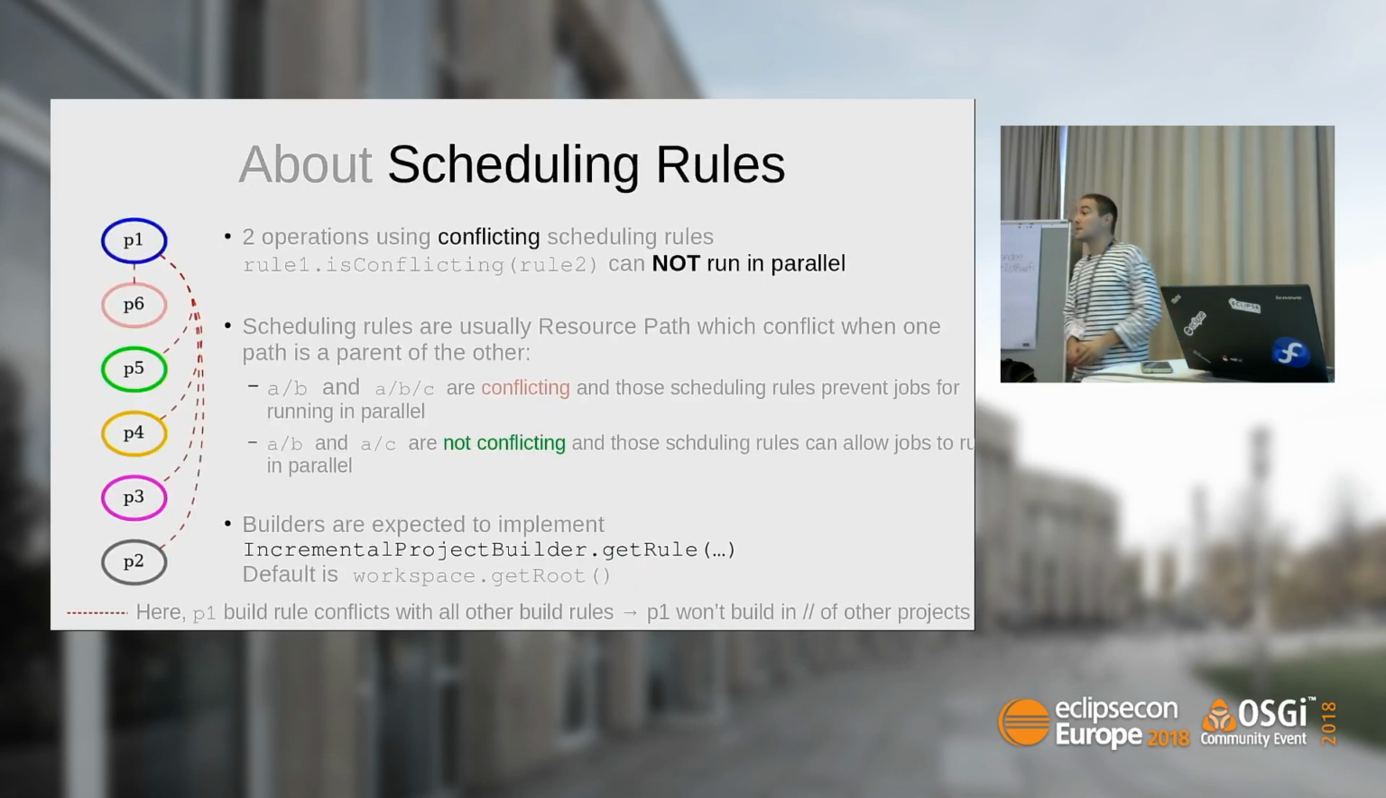When there is parallelism in the Eclipse platform, there are scheduling rules. Scheduling rules are meant to control what can be run in parallel and what cannot be run in parallel. The idea of a scheduling rule is that if you have two operations which have a scheduling rule, and those scheduling rules are conflicting, those operations cannot run in parallel.